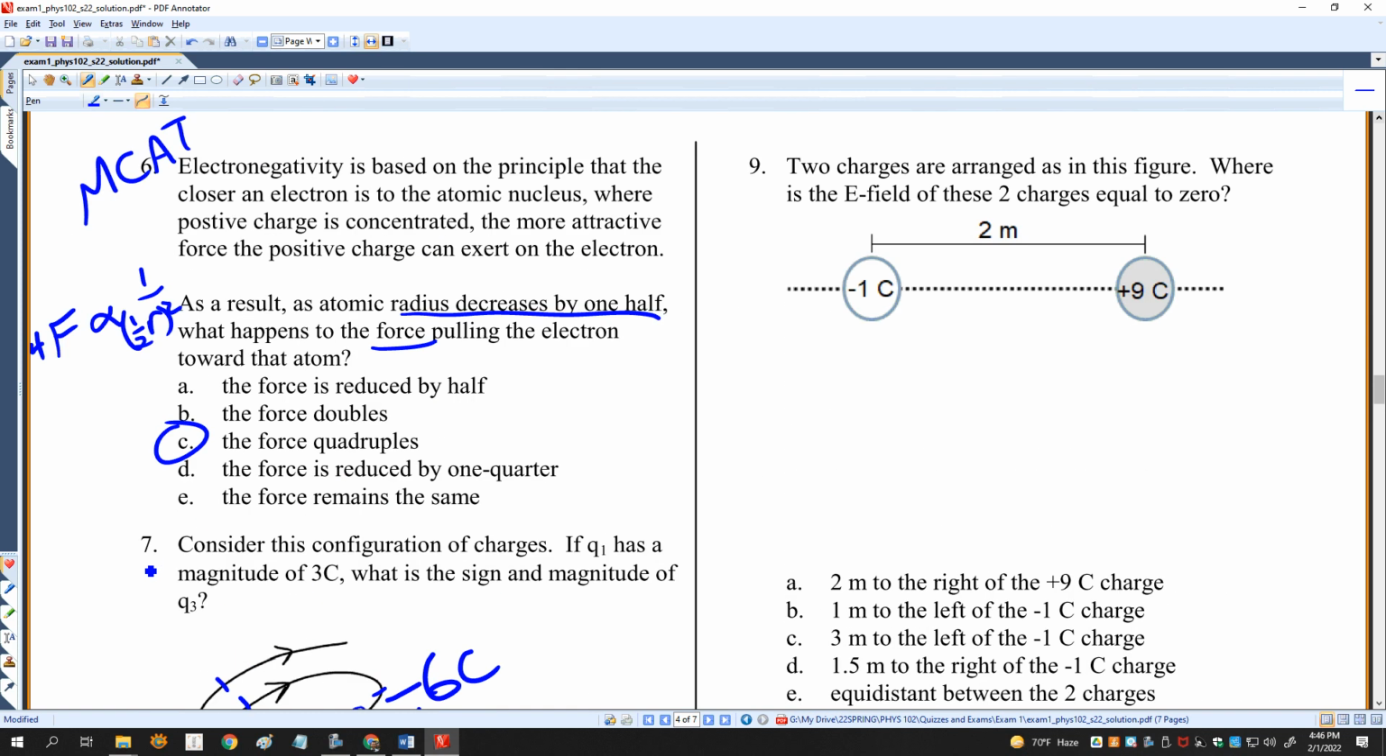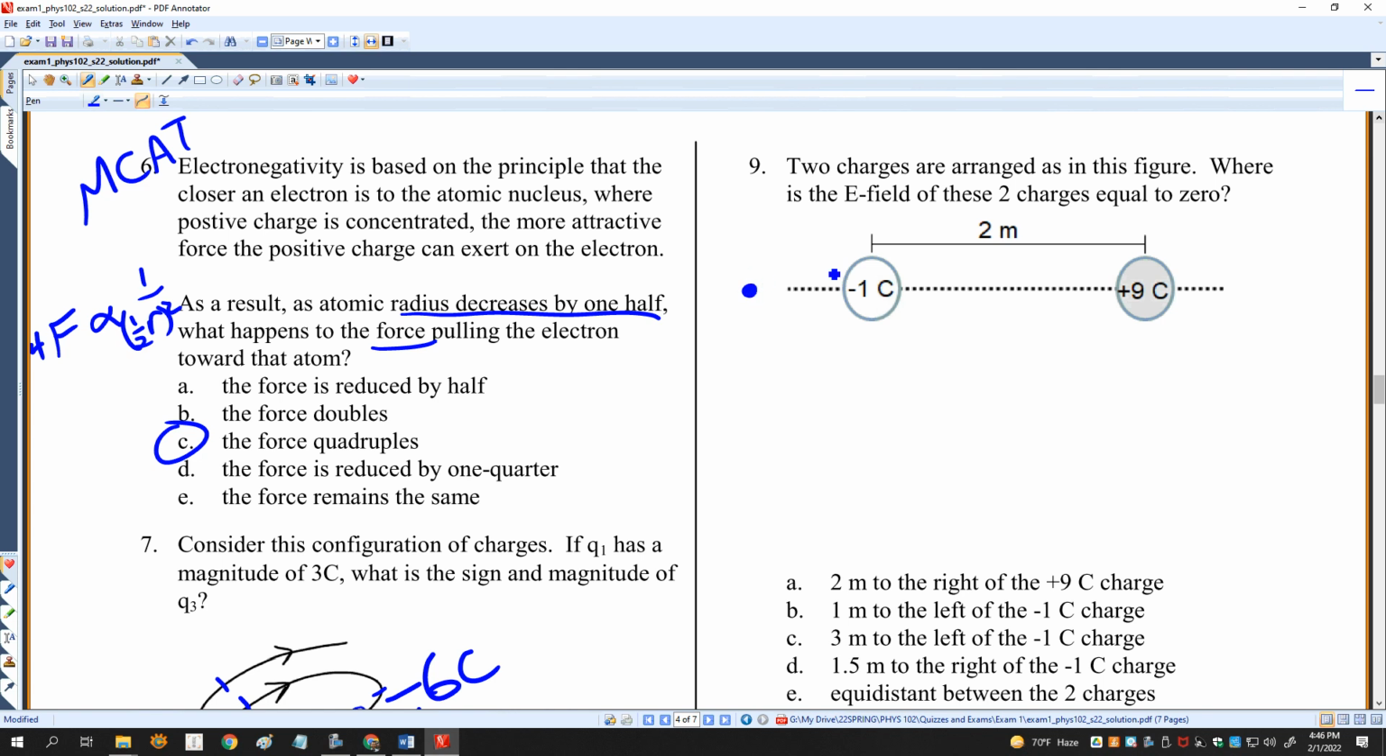Two charges are arranged in this figure. Where is the electric field of these 2 charges equal to 0? This is probably the most challenging problem on the whole test. Let's look at it. First of all, if I look at all the different places, I know that my point is going to have to be over here. Let me show you why.